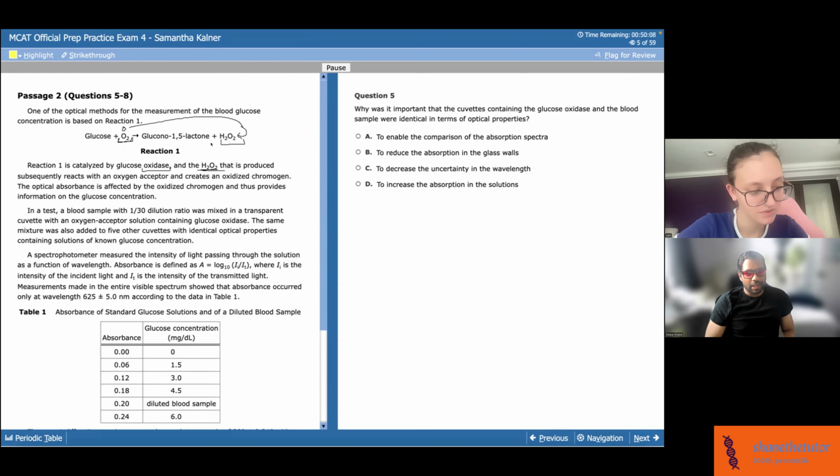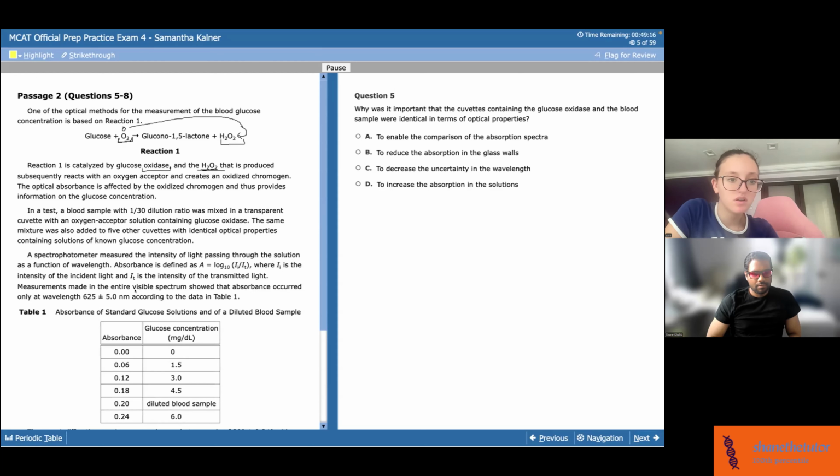So they took a cuvette, took blood and diluted it, and put that blood sample in addition to an oxygen acceptor solution that contains that enzyme. The same mixture was also added to 5 other cuvettes with identical optical properties containing solutions of known glucose concentration. So, at different levels of concentration.